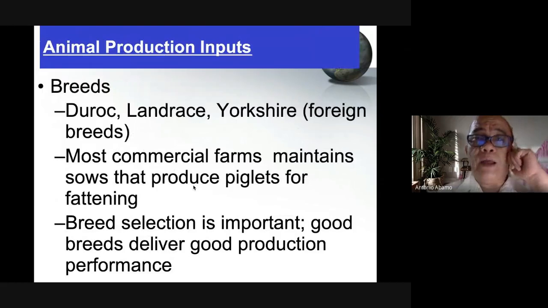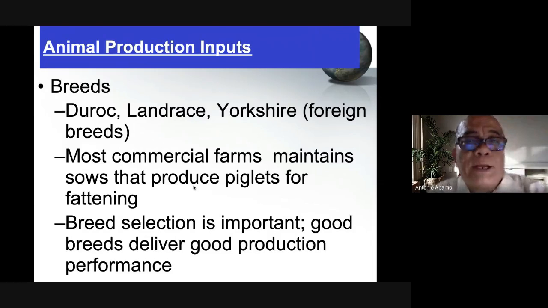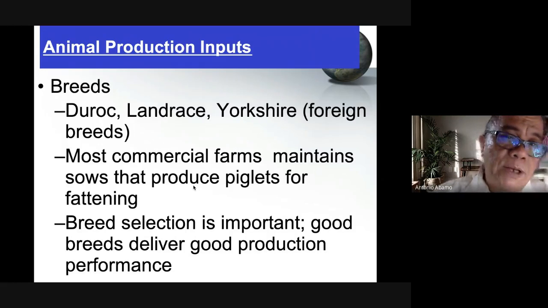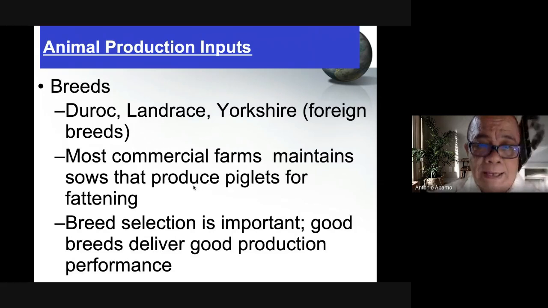We go now to the animal production inputs. Okay, animal production inputs. The breeds of animals that are used for our livestock industries. For swine, you have these different breeds. Most commercial swine farms maintain sow that produces piglets for fattening. Breed selection is important, or good breeds deliver good production performance. So in other words, there is a need to maintain a good breeding stock for our livestock in order to compete in the market, because the competition now is how to respond quickly to the demand in the market.